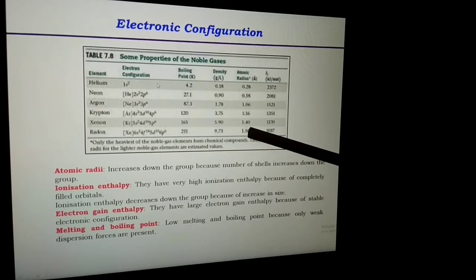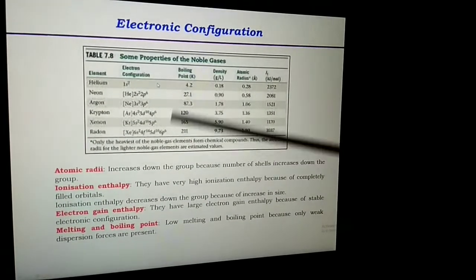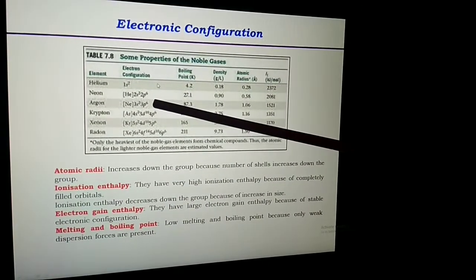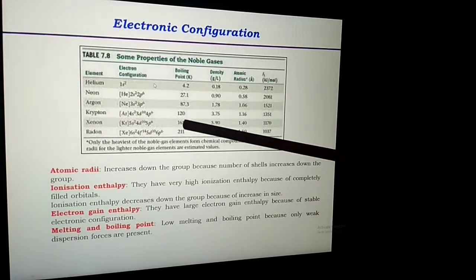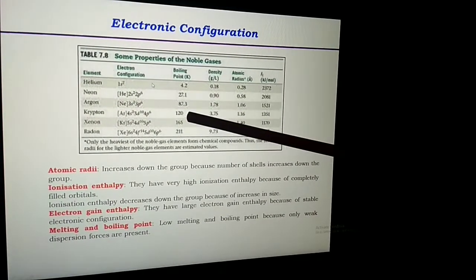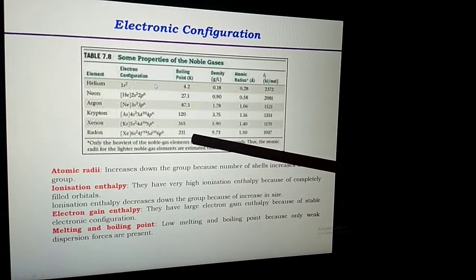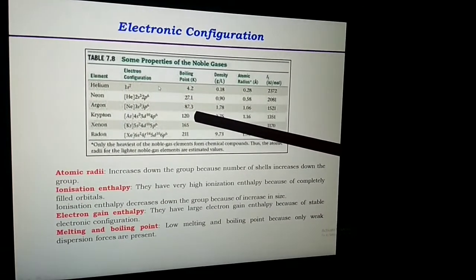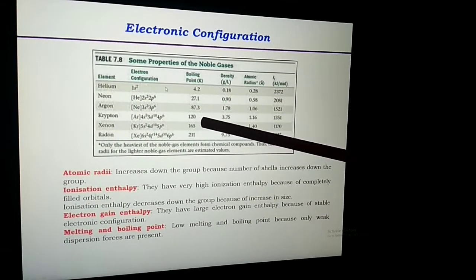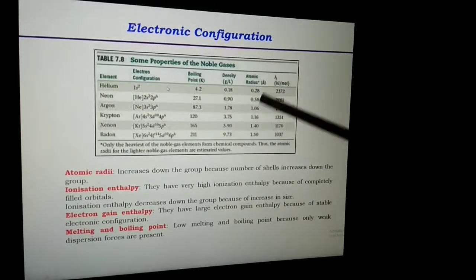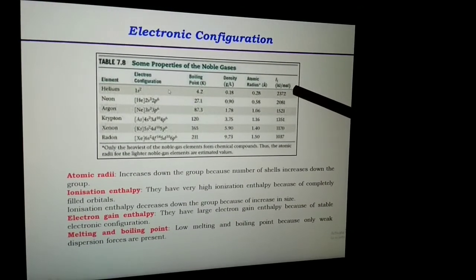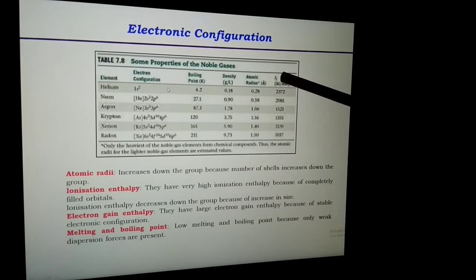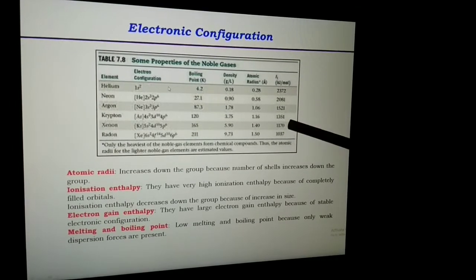Now we discuss the ionization energy. These elements have a stable configuration, that is the ns2 np6 configuration. Due to the stable configuration, these elements have very high ionization energy. That is, these elements have no tendency to release an electron. The ionization energy of helium is higher than that of the other elements.